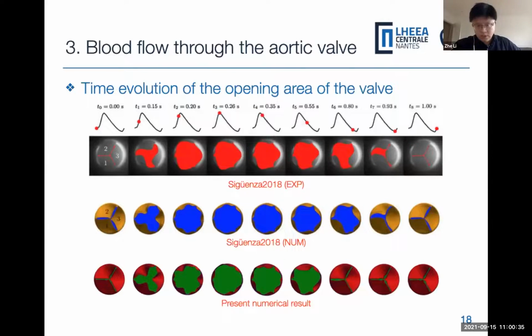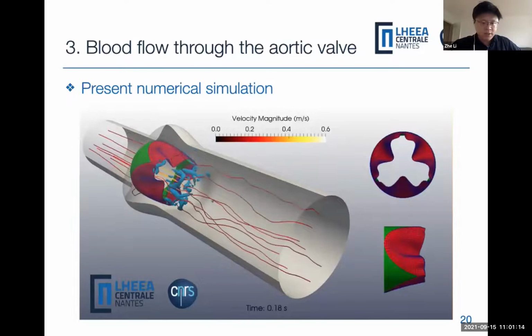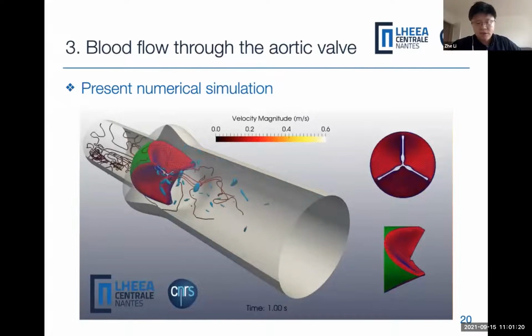In this slide, we compare the opening area of the valve at different instants. The first row is the experimental measurement of the reference, the second row is their numerical result, and the third row is our numerical result. As you can see, globally they agree quite well, except that in our numerical simulation the valve closes a little bit earlier than in their result. This slide shows the vortical structures at four different instants, and as you can see, they are quite similar. Finally, this film shows the evolution of the blood flow and the valve during one second, one period.